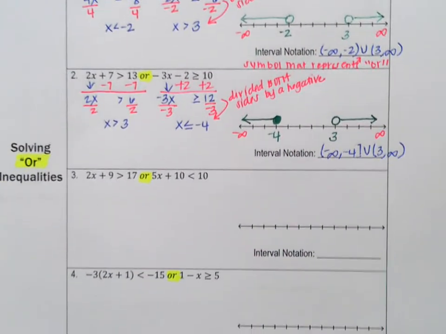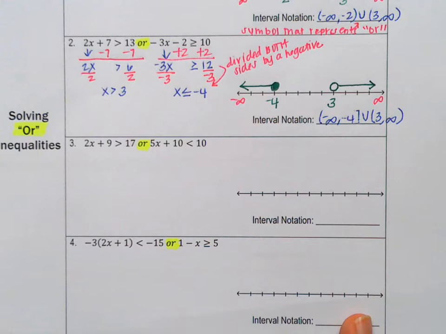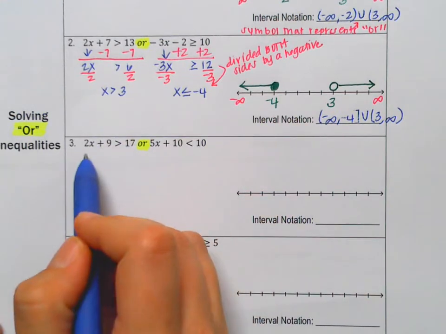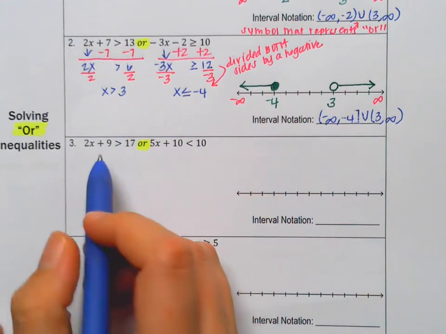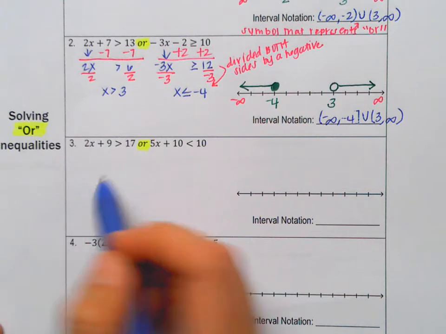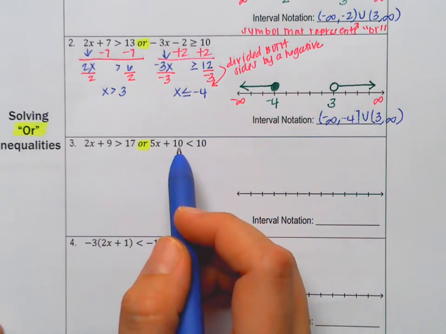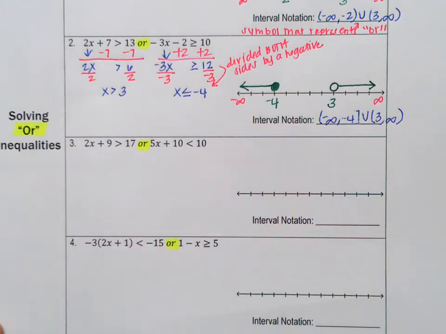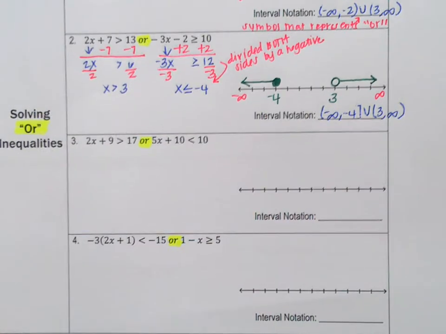Okay, let's move on to 3. So what I want you guys to do is try 3 all on your own. First just start by solving 2x plus 9 is greater than 17, and then solve 5x plus 10 is less than 10. So try those 2 all on your own, and then come back and check your work. So pause me here and come back to check.